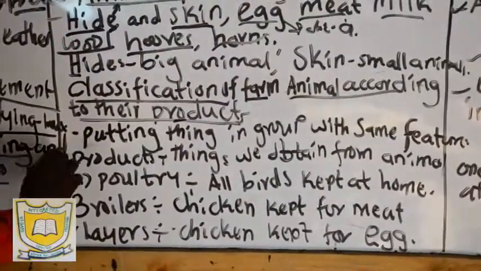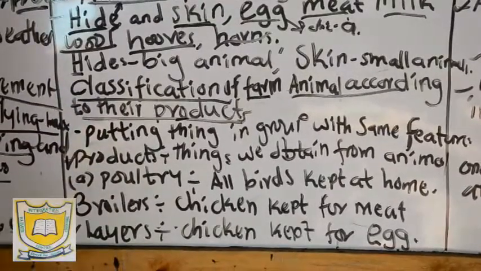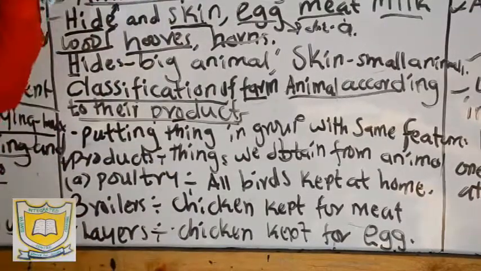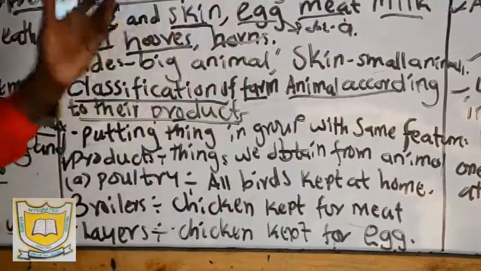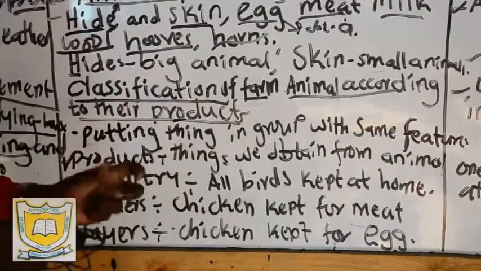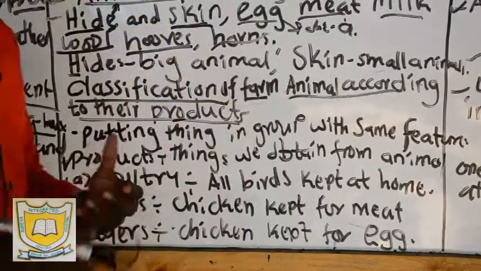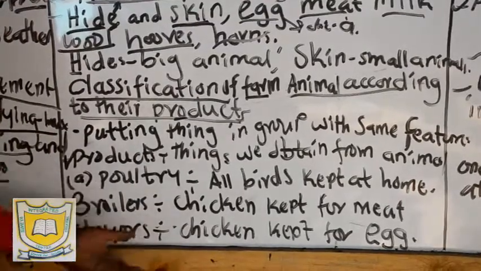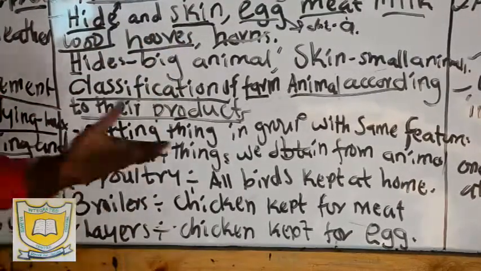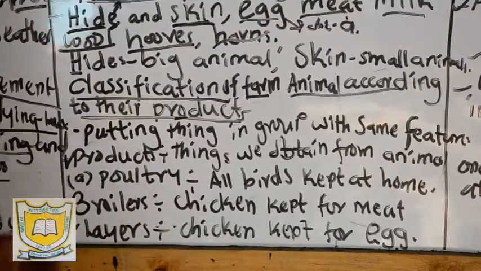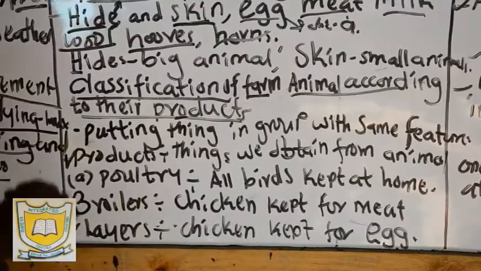Number one, we can classify animals as poultry. We can classify animals as goats. We have those that we call sheep. We have cattle. We have camel. Now, starting by discussing poultry, these are generally birds that are kept at home. Examples include chicken, ducks, and geese. Now, what do we get from these animals that enables us to say these are poultry? Number one, we have those that we call broilers.